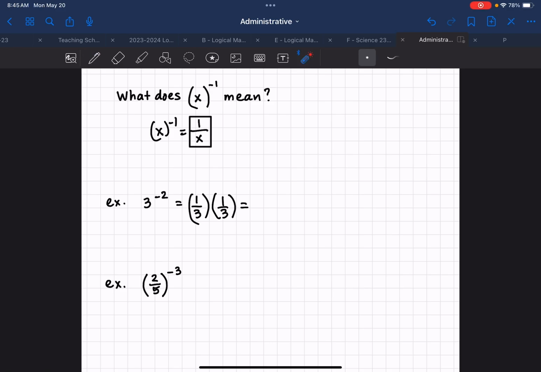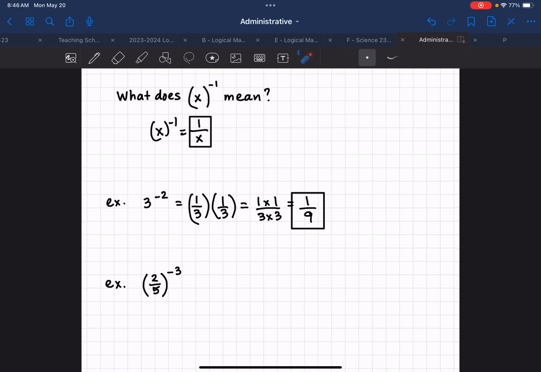So all the negative exponent tells you to do is to take the reciprocal of the base and then write it that many times as a factor, the number that comes after it. So we have 1/3 times 1/3. Using the product formula, we multiply fractions' numerators and we multiply fractions' denominators, and we get 1/9. So 3 to the negative second power is equal to 1/9.